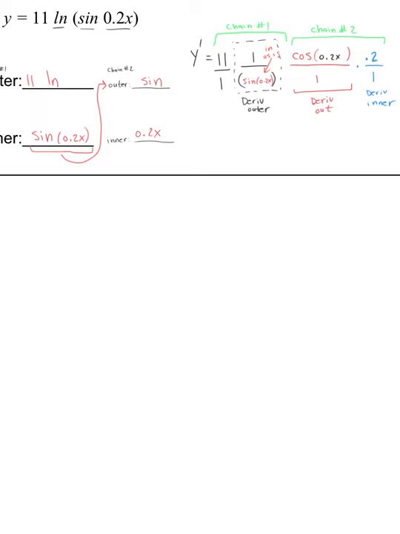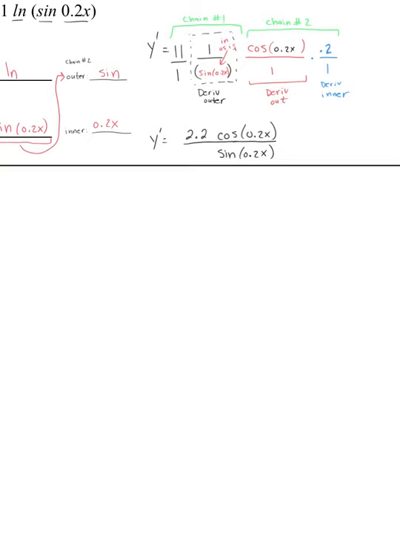All right, now the fun part, algebra. We simplify. Just multiply tops and bottoms. On top, we have 11 times cosine of 0.2x times 0.2. So that gives us 2.2 times the cosine of 0.2x. I multiplied the tops. Now when I multiply the bottoms, the only thing down here is sine of 0.2x. Okay, so there's our answer.